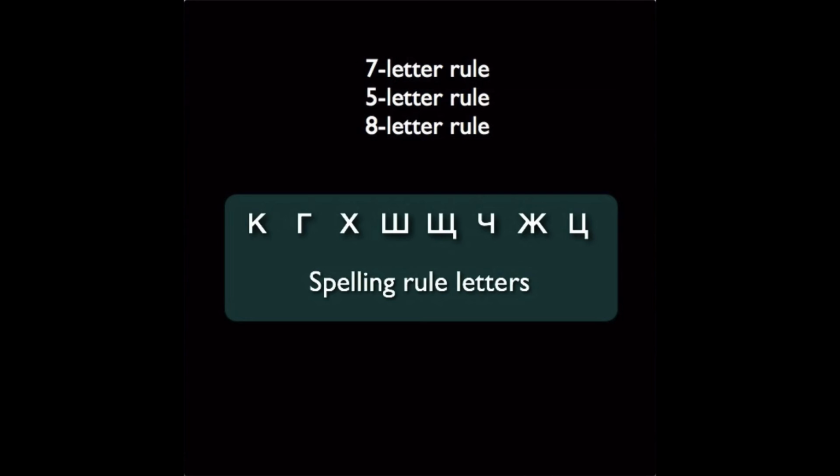We'll go into the details of each in other videos, but let's take a quick look at which letters are involved in each rule. The 7-letter rule involves the first 7 of these. The 5-letter rule involves the last 5 of these letters. And the 8-letter rule involves, well, sensibly enough, all 8 of them.